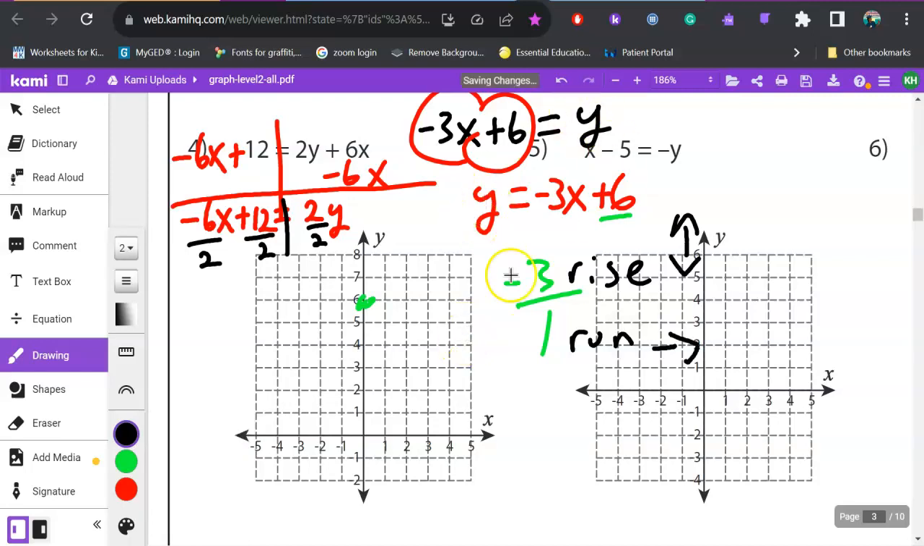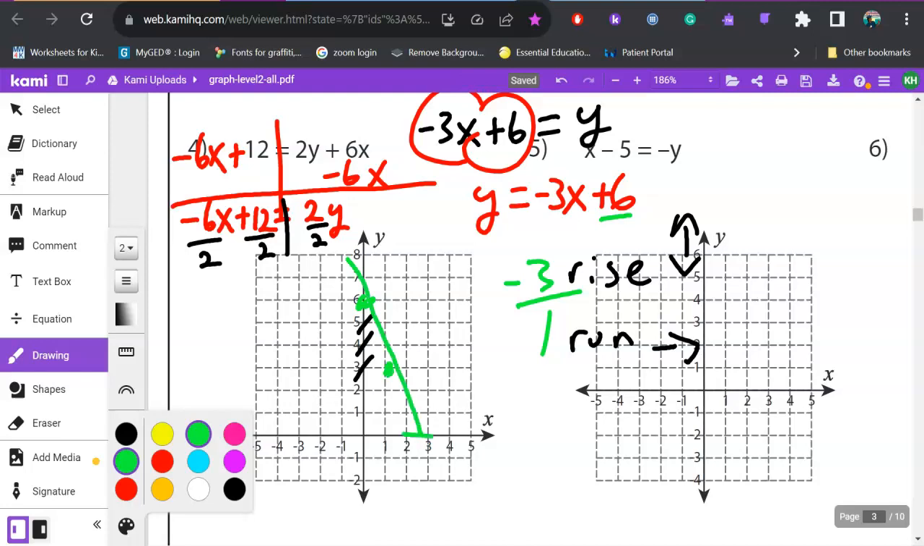So how do I know if I'm going to go up or down? Take a look at my number. I have a -3. So what does that tell you? That tells you you're going down because it's a negative number. So go down 3, even though it says rise. Go down 3. 1, 2, 3. And then how many am I going to run? Just 1. So that puts me right here. Just going over 1 time.